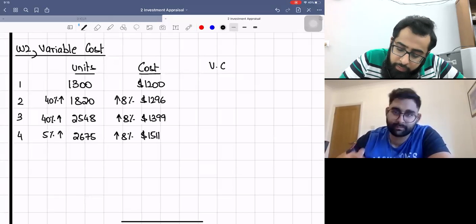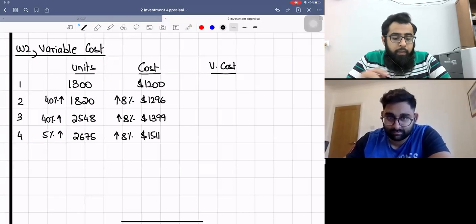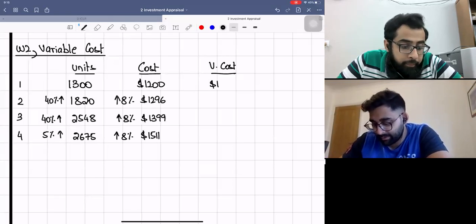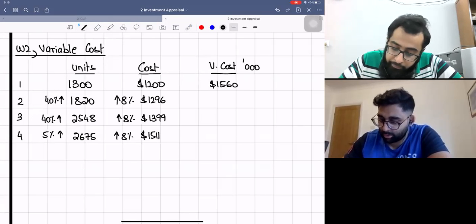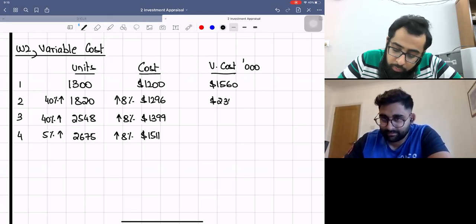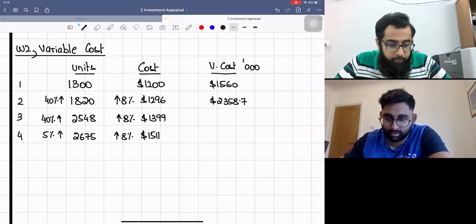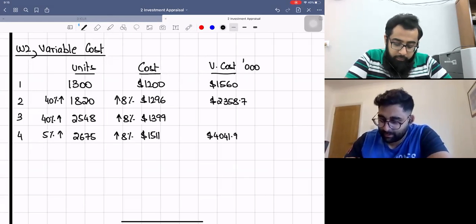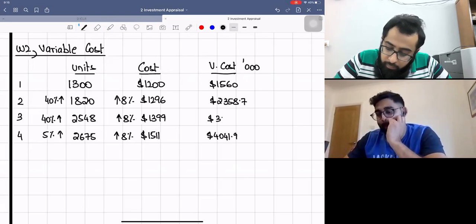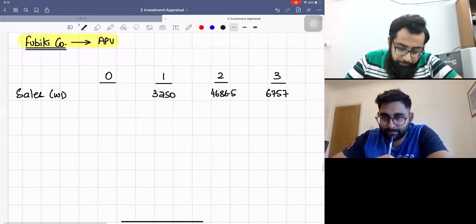So let's calculate the variable cost. 1300 into 1200 is 1560. Then 2358.7. Then 1820 times 1296 is 2358.7, and the next ones are 3564.6 and 4041.9. So these all are the variable costs.